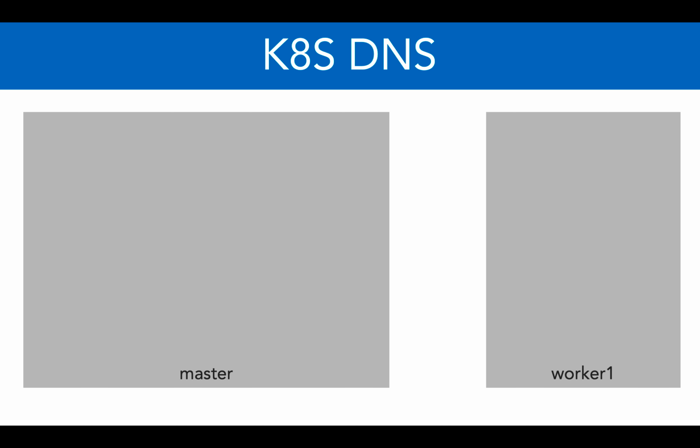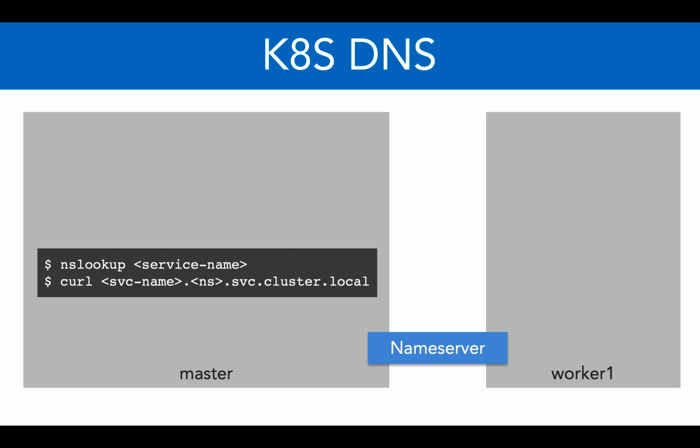So let's say we have this master and worker one, and we have a name server, and this name server caters to the nodes, not the pods. Now at the master node, suppose you submit these commands, either nslookup followed by the service name, or curl followed by service name dot namespace name dot svc dot cluster dot local.